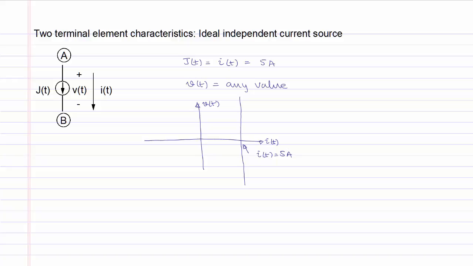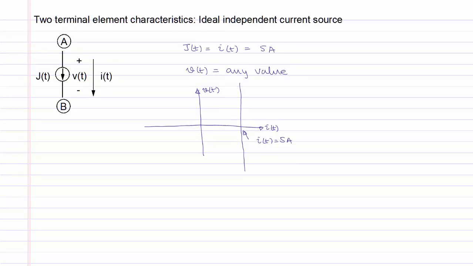Once again, the main characteristic of an independent current source is that the value of the current is given or is known, and the voltage across the source can have any value depending on what else is connected to the source. This was an example of a DC current source which did not change with time.